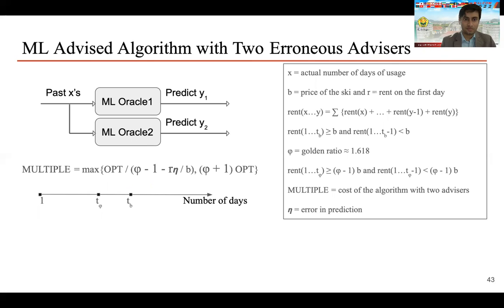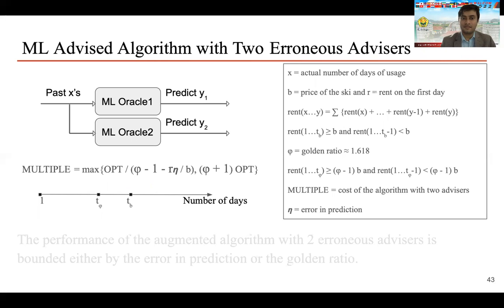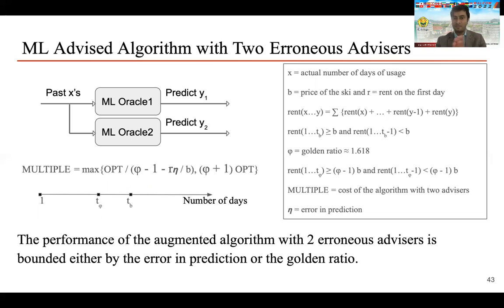The cost that comes out by doing this is a maximum of OPT over phi minus 1, and a function of eta and phi plus 1 times OPT. That is incredible because the performance of the augmented algorithm with two erroneous advisors is bounded by either the error in prediction or the golden ratio. So the performance does not degrade too much, whereas we have an enormous advantage in terms of the average performance here.